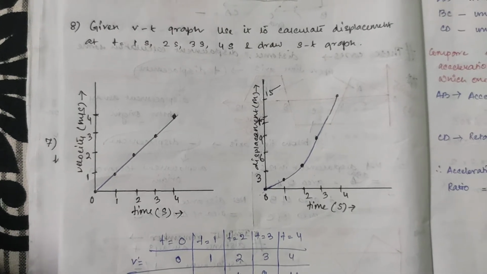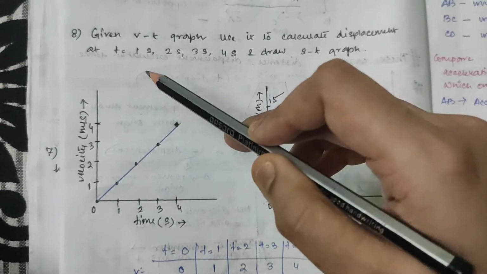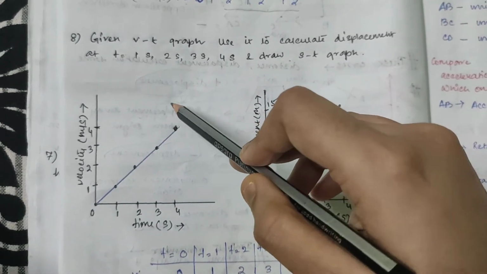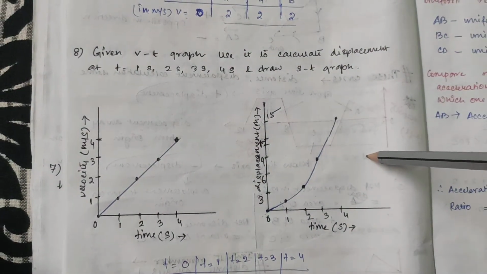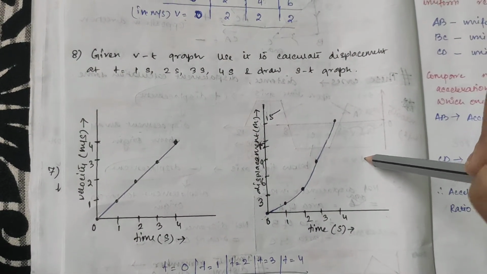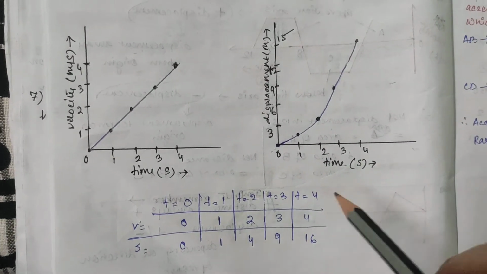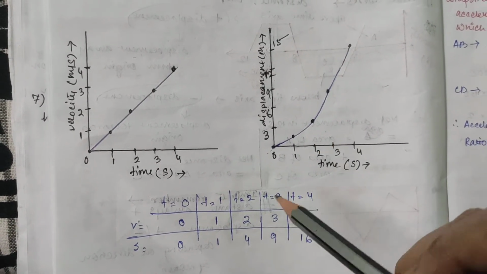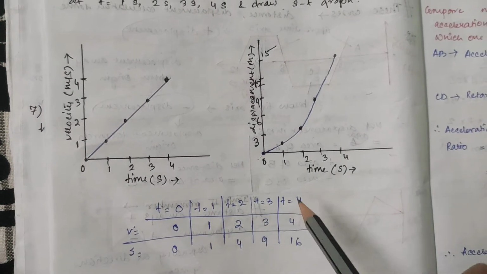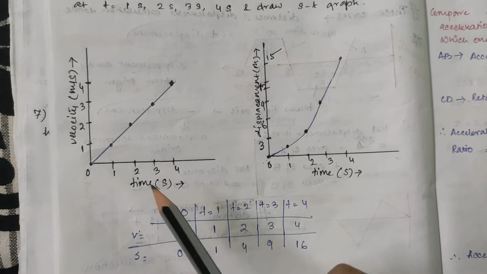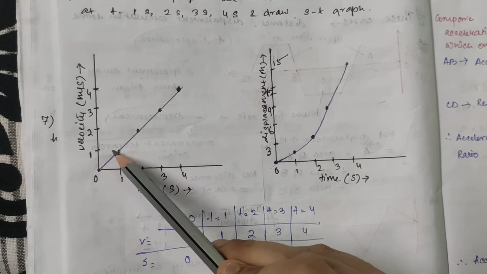In this case, the velocity time graph is given. You have to find the displacement time graph. So this was given. I just made the table, same like the previous one. T equal to 0, 1, 2, 3, 4. T equal to 0, V is 0. T equal to 1, V is 1.